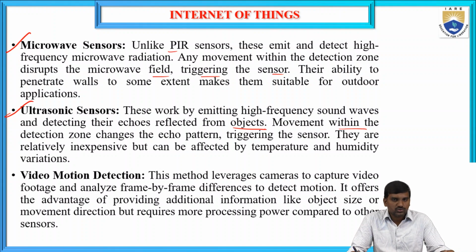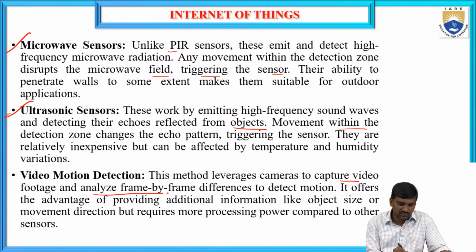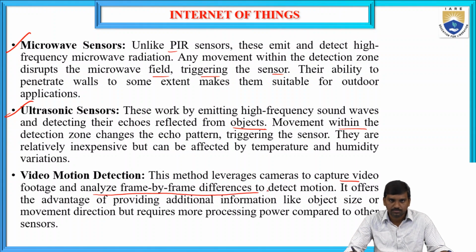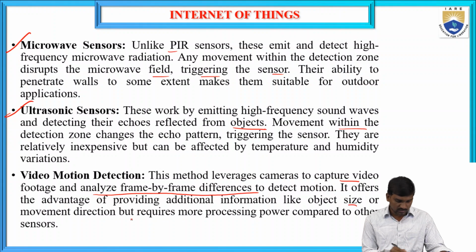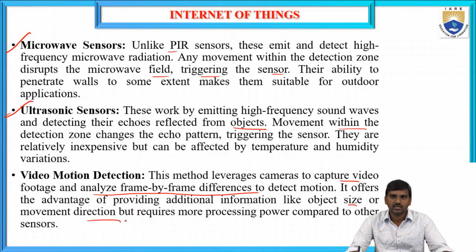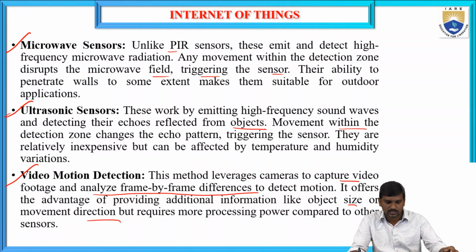And video motion detection. This method leverages cameras to capture video footage and analyzes frame by frame differences to detect the motion of the object. It offers the advantage of providing additional information like object size or movement direction, but requires more processing power compared to other sensors. So these are the remaining three sensors: microwave sensors, ultrasonic sensors, and video motion detection sensors. Depending on our requirement, we may use whichever sensors are required, like microwave, ultrasonic, or video detection sensors.